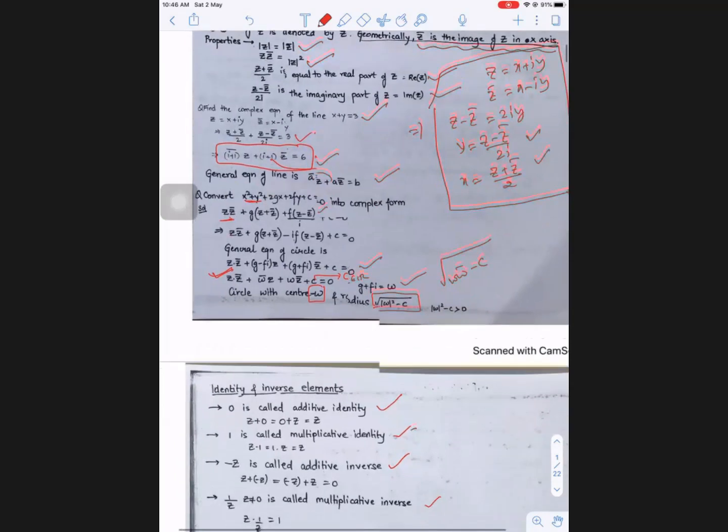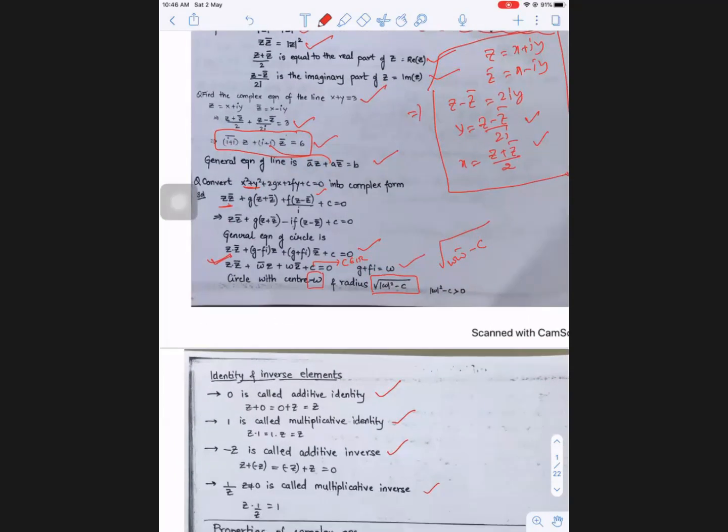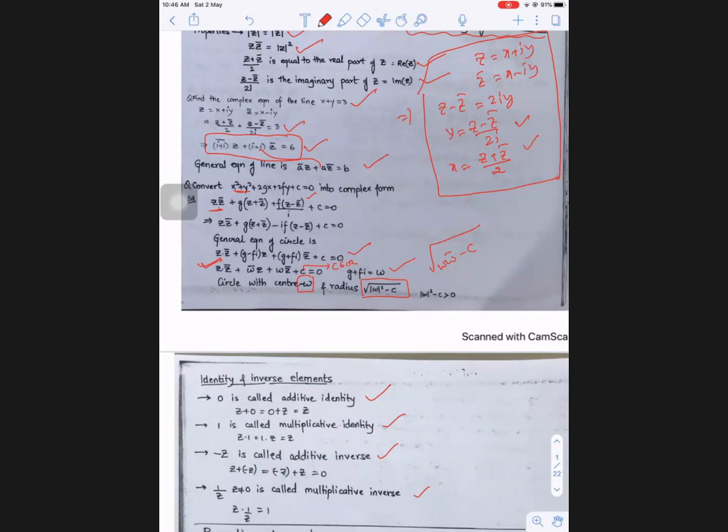Okay. In the same way, the general equation of a circle is x square plus y square plus 2gx plus 2fy plus c equal to 0. If you convert that into complex form, it comes like z z bar plus w bar z plus w z bar plus c equal to 0.